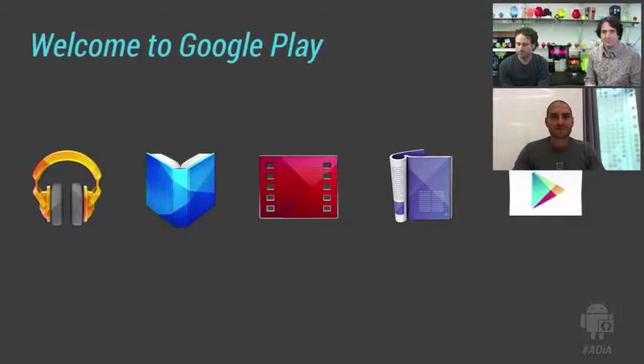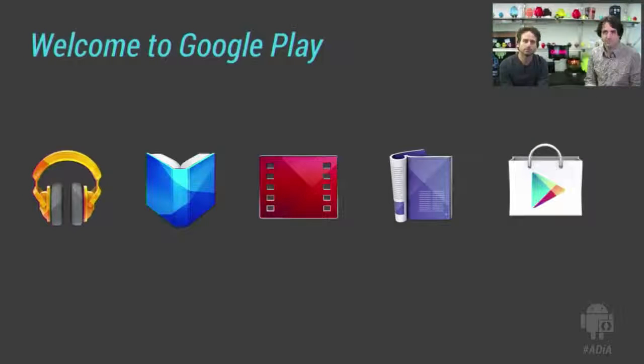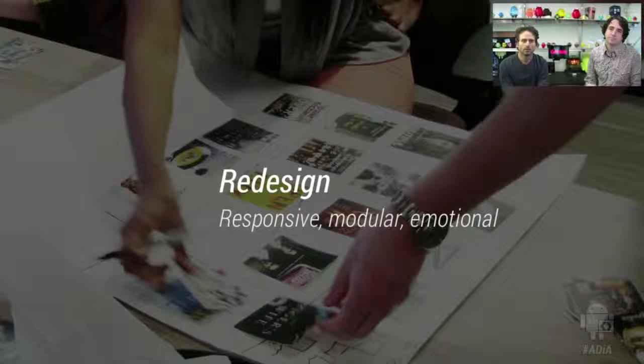So Google Play, you're probably familiar with it, but just as a quick introduction, Google Play is the media offering from Google. It basically covers all your content from games to apps, music, books, movies, and magazines. It's the place where you get your content, it's the place where you enjoy it. So today we're going to be talking about the redesign. Particularly, there are three keywords that are going to go across the presentation: how we designed it responsive, modular, and emotional at the same time.